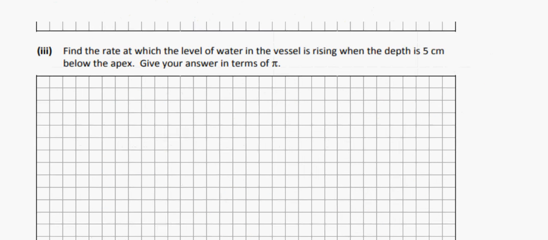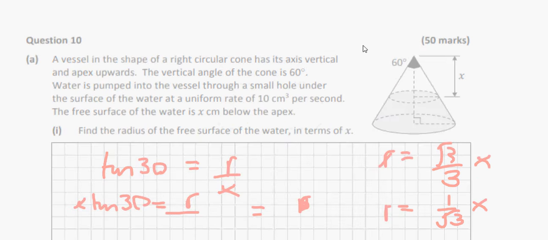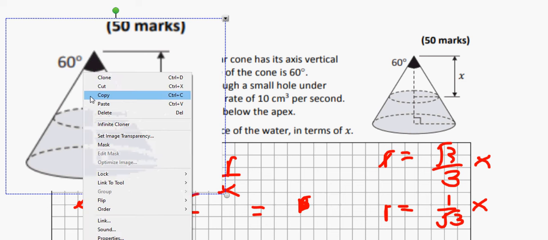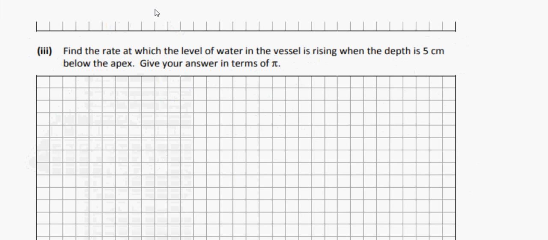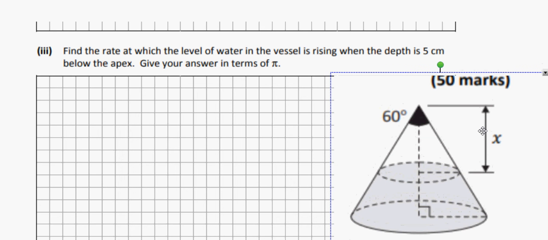Alright, part 3. Of course we will need the diagram on every page. Okay, find the rate at which the level of water in the vessel is rising when the depth is 5 centimeters below the apex. Whew. Lads, please zone in on the language here, alright? Really want you to be zoned in on the language. Rate at which the water level in the vessel is rising.